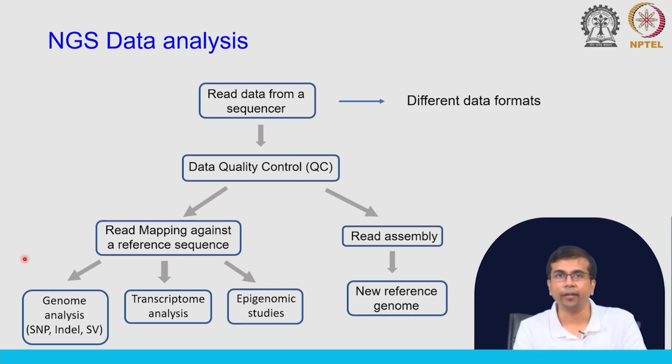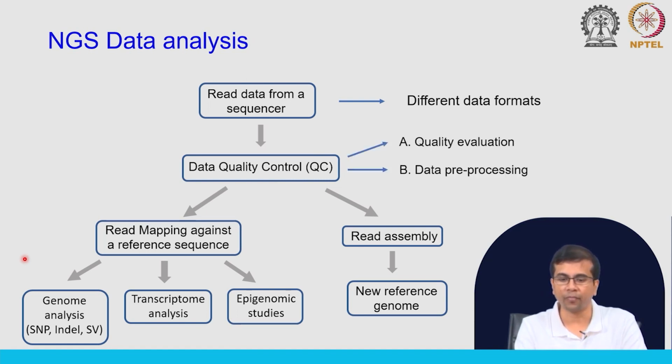Once we have the read data, the first step is the data quality control or QC, okay, and we have talked about two steps in this process. The first is quality evaluation. We use a tool to actually evaluate the quality of the data, right, and based on that we make certain decisions. The second part that we have talked about is the data pre-processing. Again, this comes from the quality evaluation part, right.